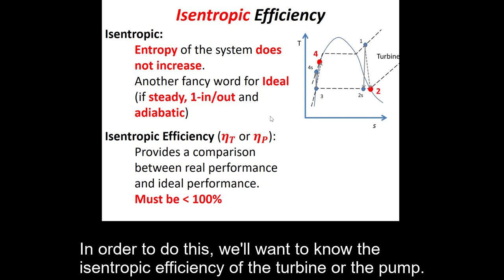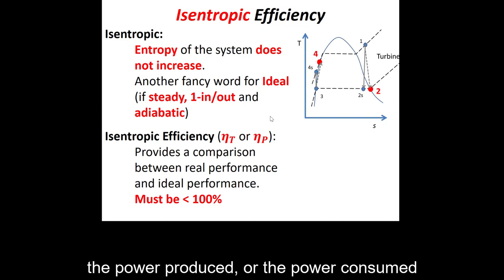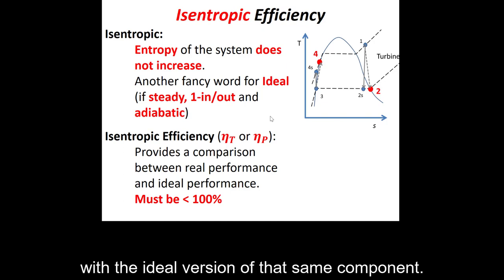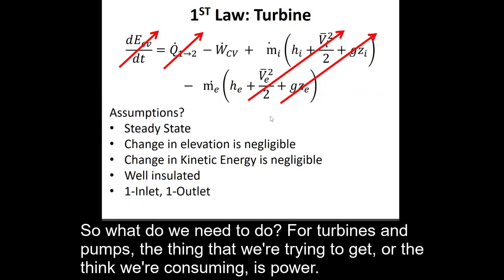In order to do this, we'll want to know the isentropic efficiency of the turbine or the pump. The isentropic efficiency compares the power produced or the power consumed with the ideal version of that same component. So what do we need to do? For turbines and pumps, the thing that we're trying to get or the thing we're consuming is power.